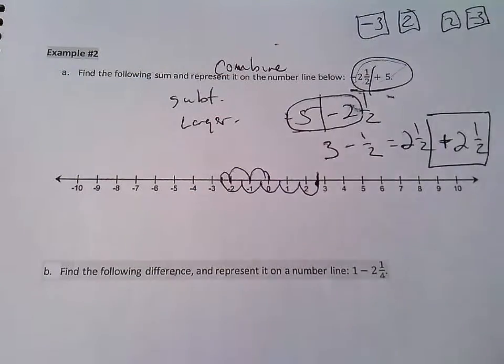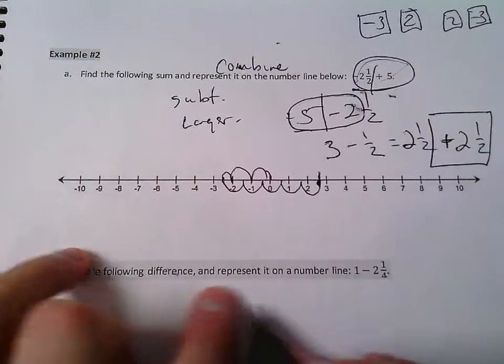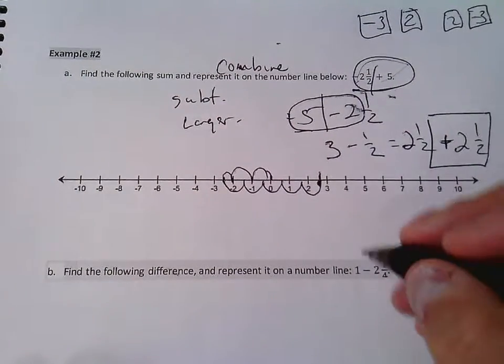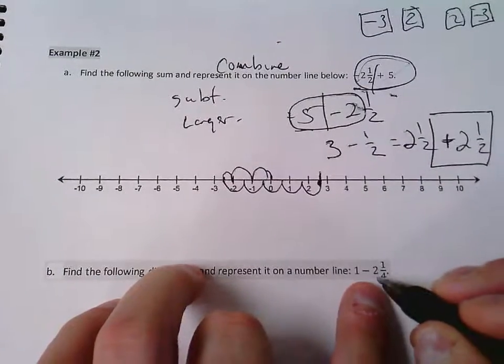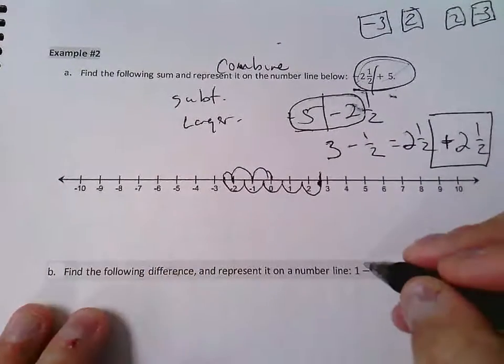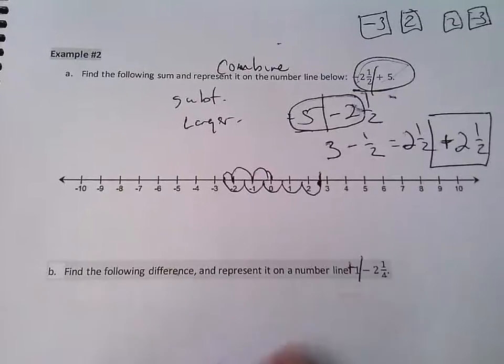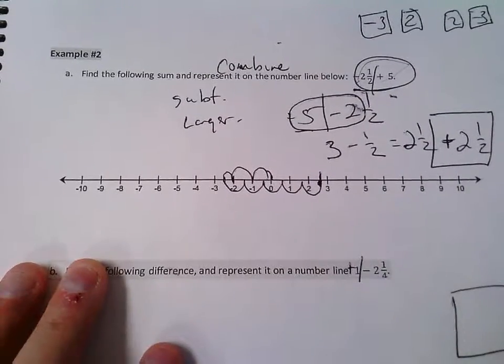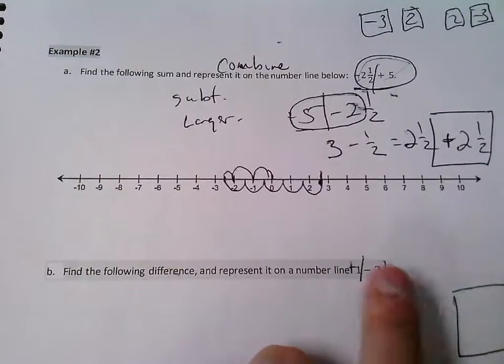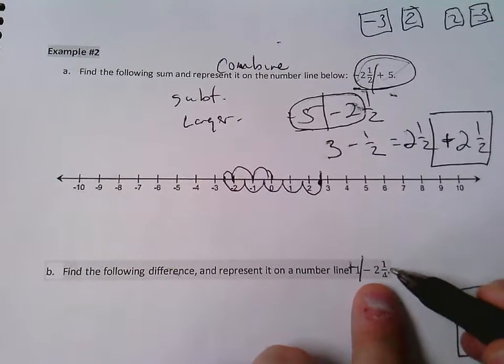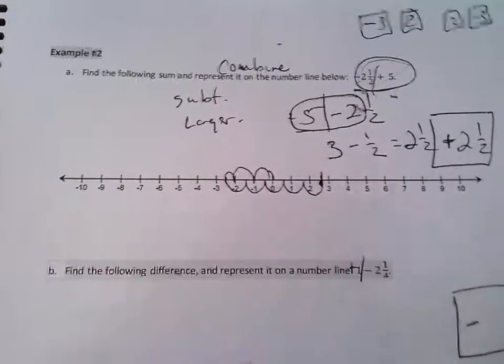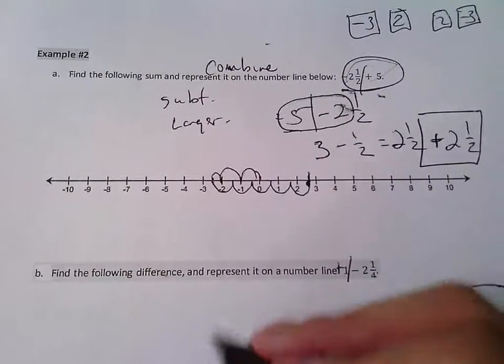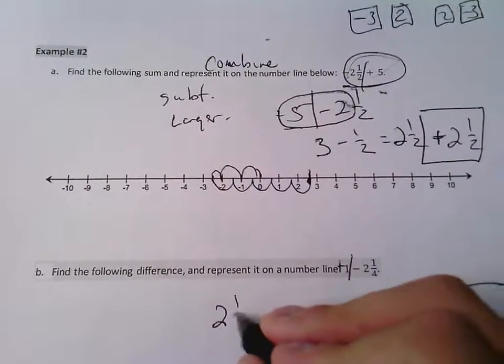All right, find the following difference and represent it on a number line. So here we've got 1 minus 2 1/4, or a positive 1 combined together with a negative 2 1/4. Signs are different again. Subtract, keep the sign of the larger. I know that the 2 1/4 is bigger than 1, so I know my answer is going to be negative. And now I just do the subtraction: 2 1/4 minus 1.